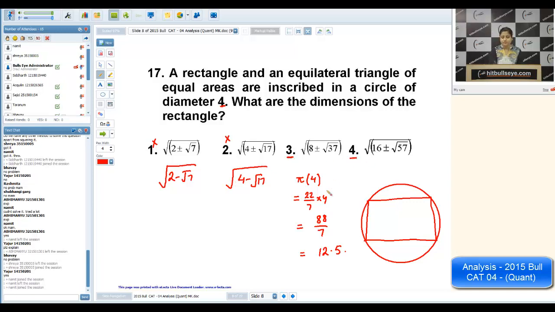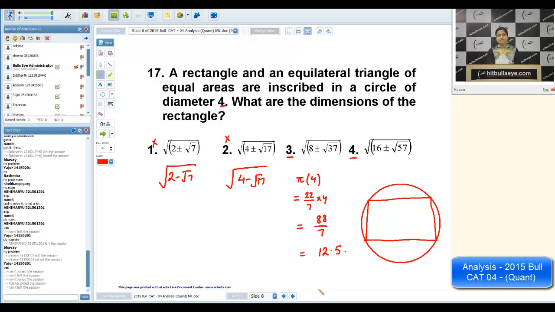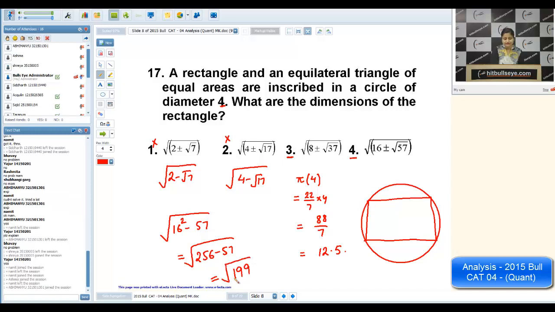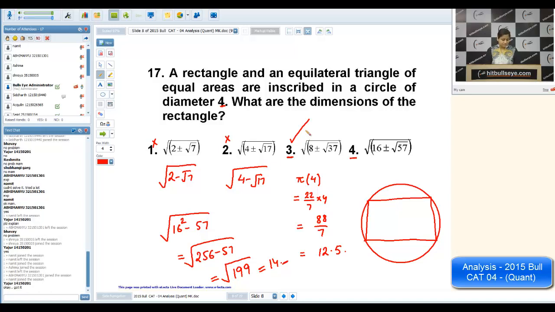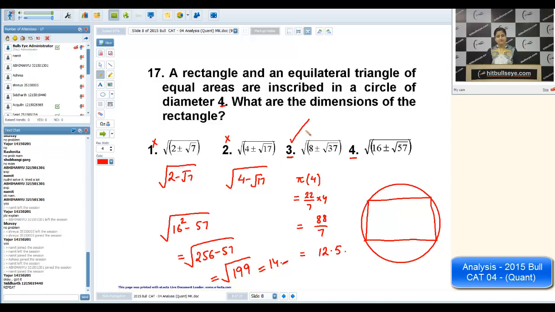Now, coming to the third and fourth options. If I take the fourth option, since the dimensions of the rectangle are given, it means length and breadth are given. If we calculate the area of the rectangle, it will be the square root of 16 squared minus 57, which comes out to be the square root of 256 minus 57, which is the square root of 199, which comes out to be 14 point something. How can it be possible if you are drawing a rectangle inside a circle and the area is more than the circle? That's why this option is also rejected. We are left with only the third option. That is the easiest thing we could do in this question. Or you can use the formula-based approach that we have explained in the explanation.